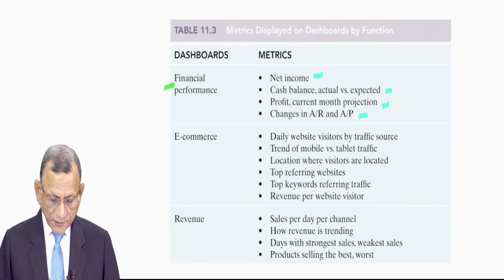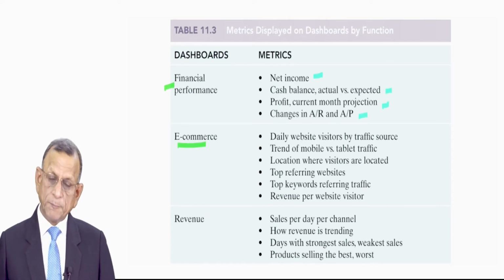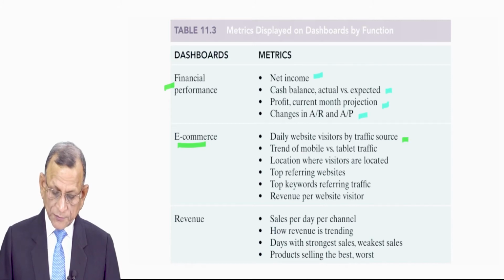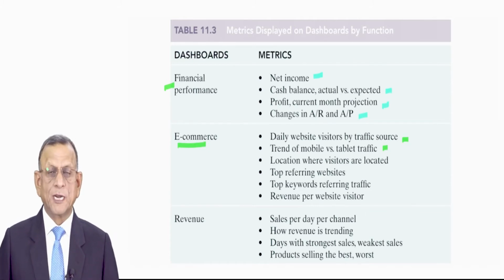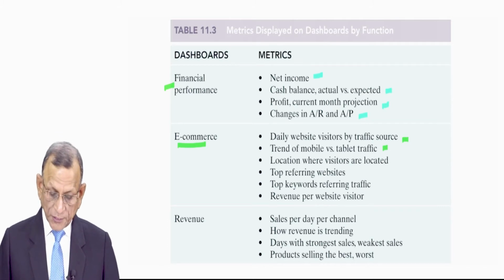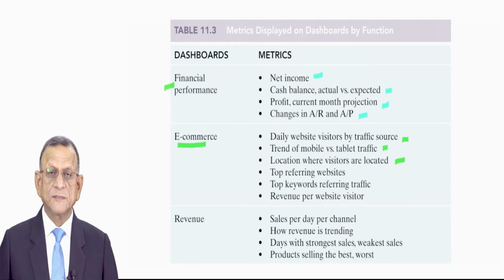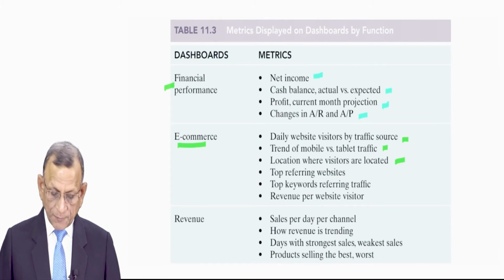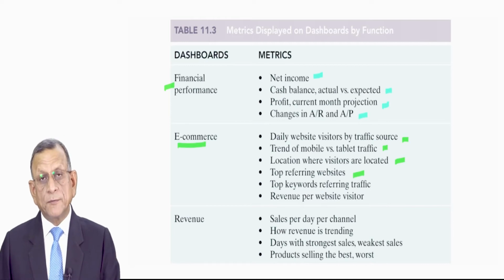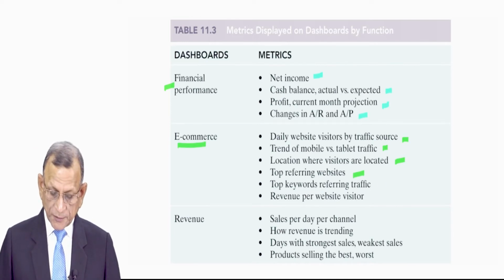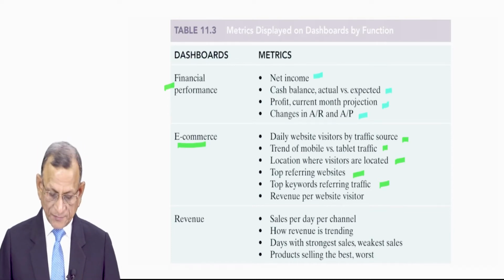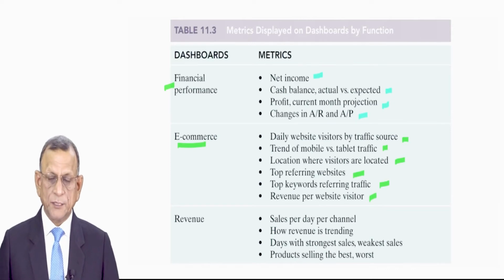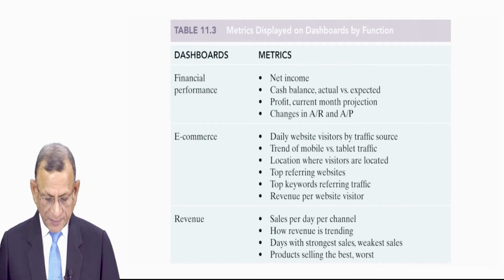Similarly, in the case of e-commerce, we may put daily website visits and traffic, trend of mobile versus tablet traffic, from where we are getting more traffic, maybe desktop or tablet or mobile, location where visitors are located, top referring websites from where people are coming to us, top keywords referring traffic, so what they searched and then came to our website, and the revenue per website visitor. So for e-commerce we may have a few such parameters.